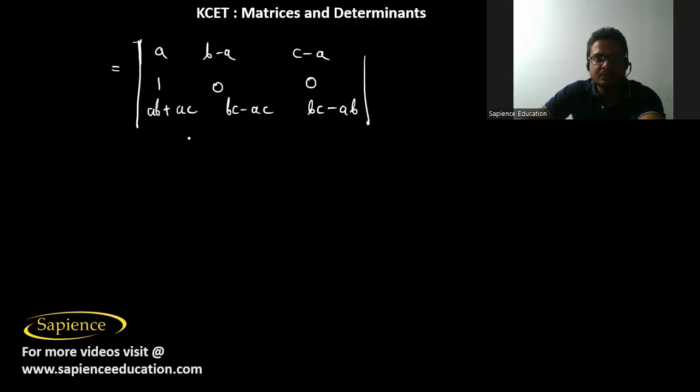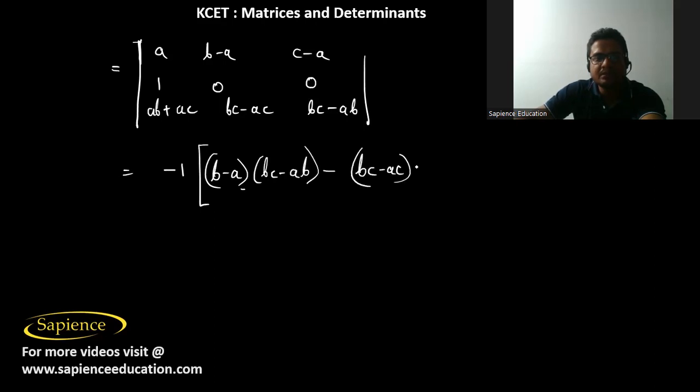Now we can expand this determinant along the second column. This is the element of the second row and first column. So this will be minus 1 into, we have to exclude the second row and the first column. So this will be this minus this times this into this minus this. This will be B minus A into BC minus AB minus BC minus AC into C minus A.